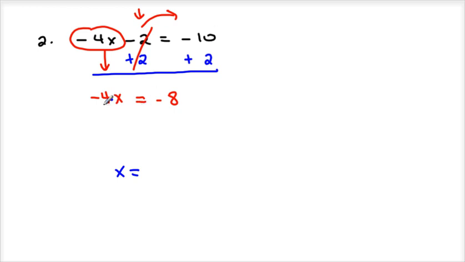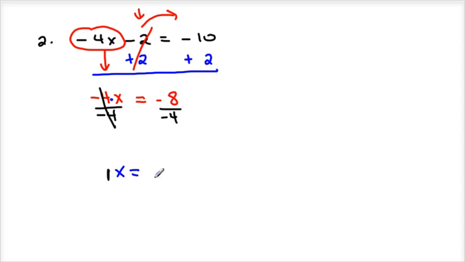So how do I get rid of this negative 4? The opposite of multiplying is dividing, so I'm going to divide by negative 4. I'm always dividing by the coefficient in front of the variable. And I'm going to divide this side by negative 4. Negative 4 divided by negative 4 is 1x.